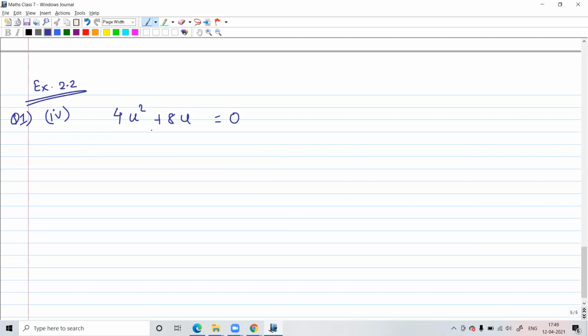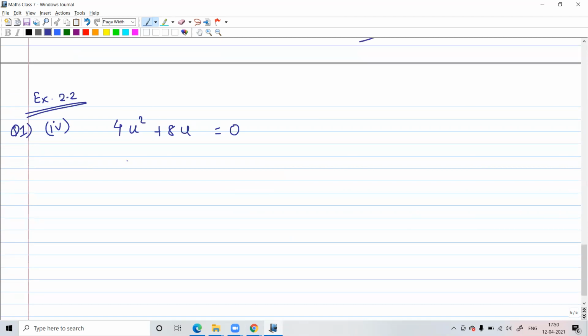Okay, now look at these two terms. Is there anything common in between over here? U, sir. 4u. Yes, 4 is also common and u is also common. So 4u I can take common. So if I take 4u from the first term, what is remaining in the first term? U, sir. Only u is remaining. Very good. What about the second term? What's remaining here? 2, sir. U plus 2 is equal to 0.